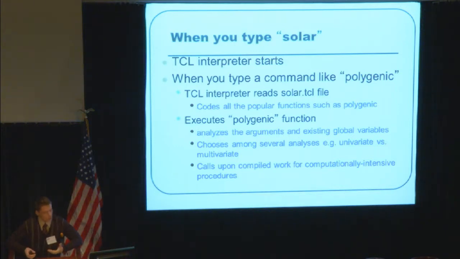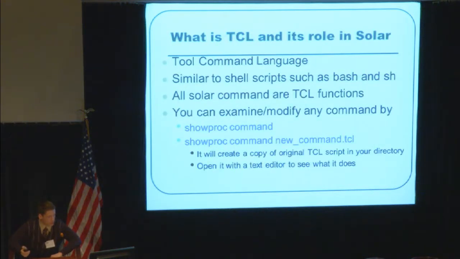So for a command like polygenic, you type it into the command prompt, and the TCL interpreter reads the Solar TCL file, which codes for all popular functions, including polygenic, and it executes that polygenic function, which goes into the argument list and starts going through the existing global variables. It chooses among several analyses and calls upon compiled functionality for computationally intensive steps. Sorry, I'm a bit technical in my description, but some people like it.